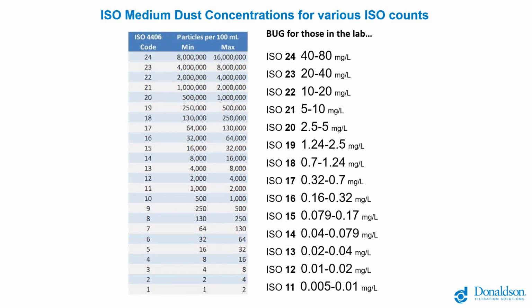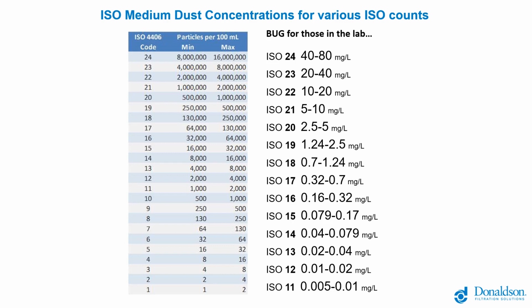So again, we'll go back to the ISO code list here, just to give you an idea of how much debris it actually takes to make up some of these levels of cleanliness. I mentioned an ISO 16 as a common target. That's a cleanliness code for hydraulic systems, and that's 32,000 to 64,000 particles, 4 micron and larger in a system. You can see that's just a fraction of a milligram per liter of debris, 0.16 to 0.32 milligrams per liter, to contaminate a sample of that level.